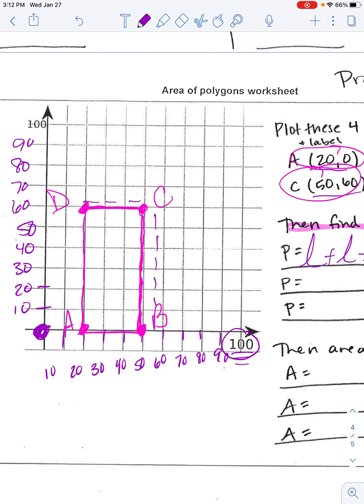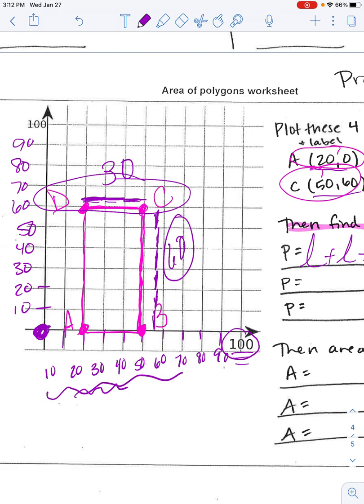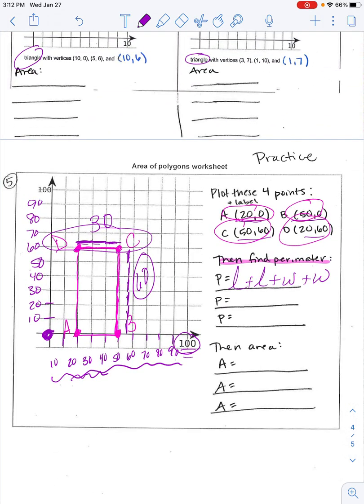Okay, think again. From D to C, that is not 3 units because we're counting by what? Tens. So right here is 10 units, 20 units, 30 units. So going down would be 10 units, 20 units, 30 units, 40 units, 50 units, 60 units. You have one like this on the test. When we're counting by tens, you also have to count by tens.